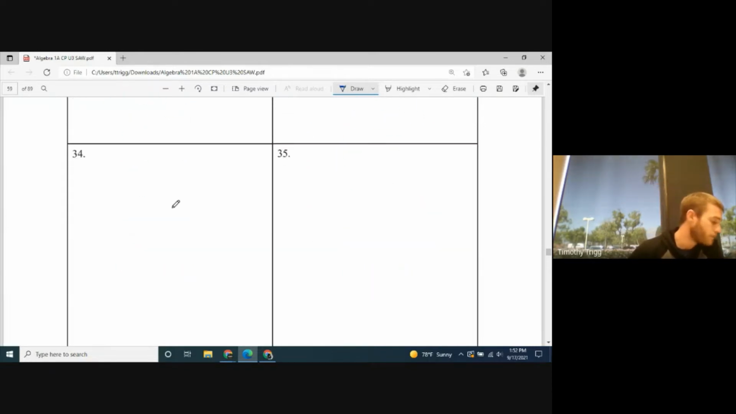Okay, 34. Here we have n over 2 minus 2n/16 equals 3/8. Now again, we're looking for our lowest common denominator. So we're looking for a number that's divisible by 2, divisible by 16, and divisible by 8. In this case, 16 is our lowest common denominator. So we're going to multiply each of these by 16.